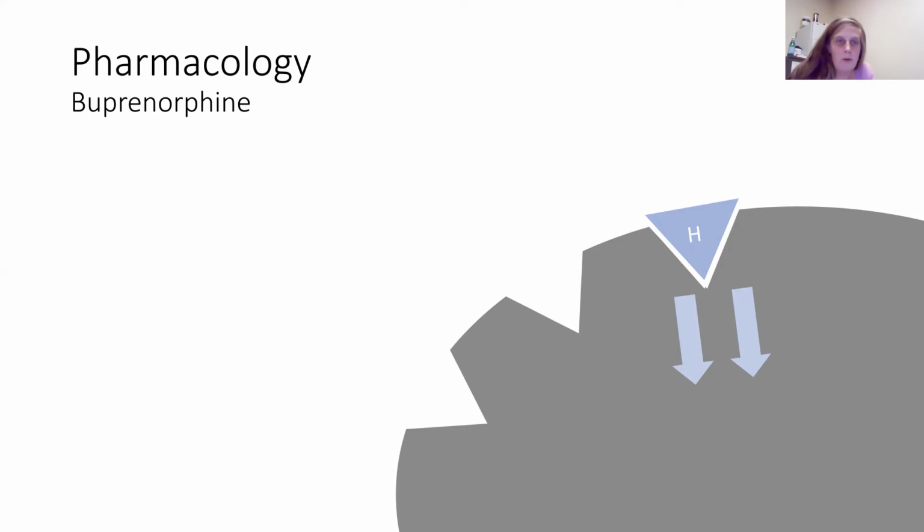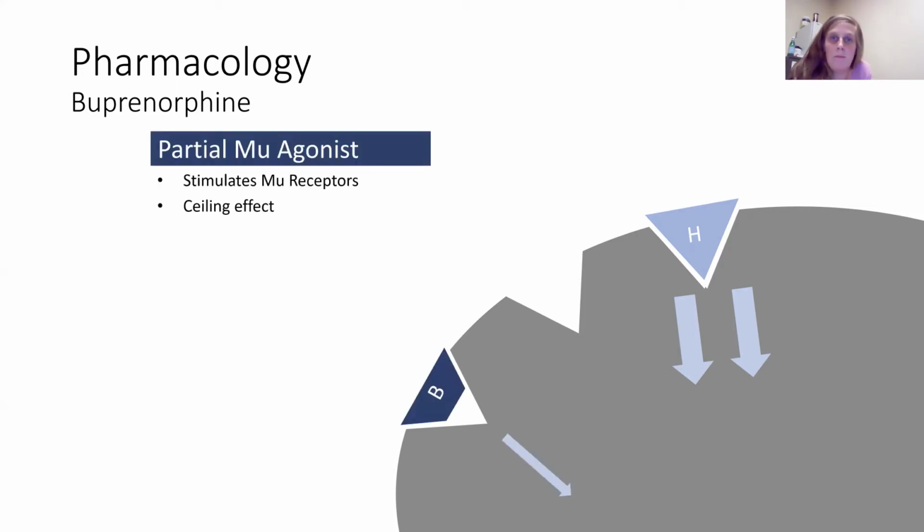So focusing first on buprenorphine, buprenorphine is what we call a partial mu agonist. That means that it works at the same receptors that Dr. Voskopoulos was discussing, the mu receptors, and it stimulates the mu receptors, but in a partial way, not as strongly as a full agonist, something like heroin or methadone, would stimulate at those receptors. And importantly, it has a ceiling effect. So if you keep taking buprenorphine in higher and higher doses, it's not going to keep exciting those pathways past a certain point.